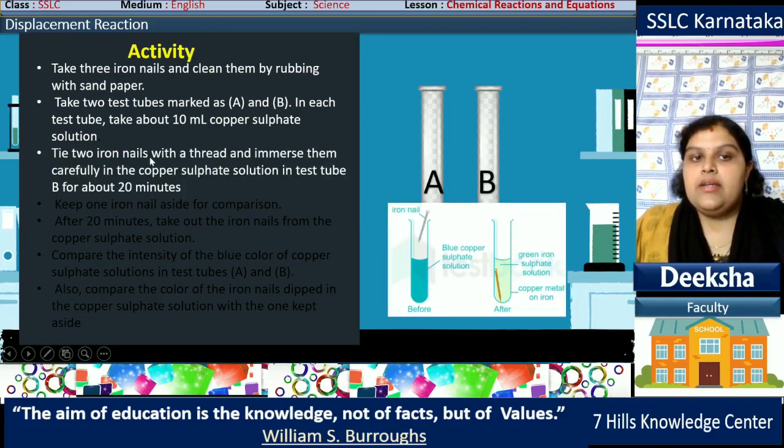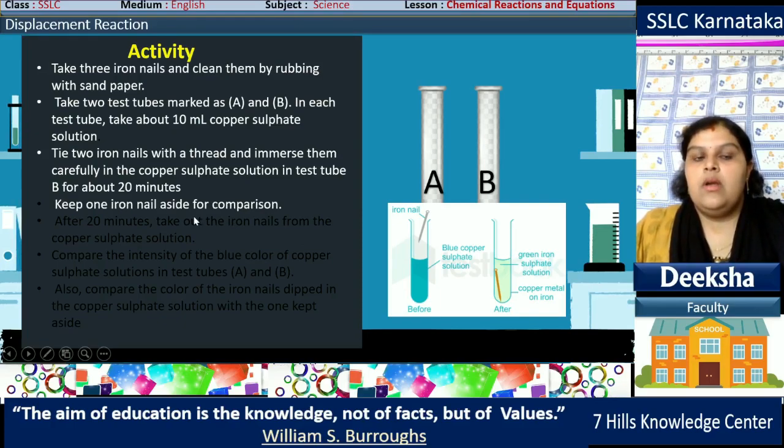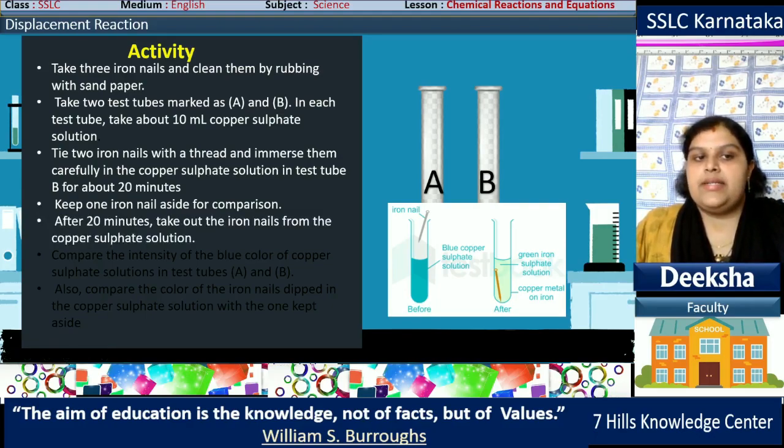Tie 2 iron nails with a thread and immerse them carefully in copper sulfate solution in test tube B for about 20 minutes. We have to dip it for about 20 minutes. Keep 1 nail aside for comparison. We took 3 nails. 2 we are dipping, 1 we have to keep aside.